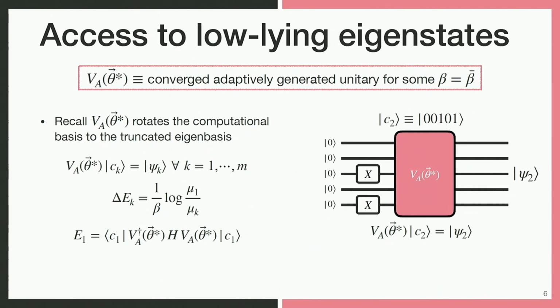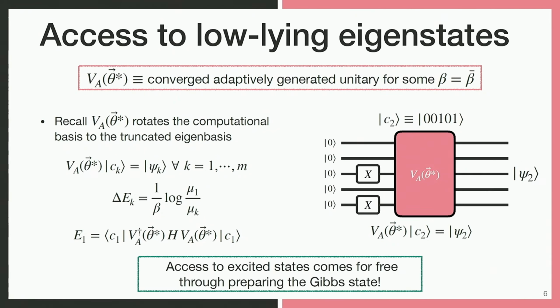To measure the energies, well, the energy gaps you get for free because you can just take ratios of your mu parameters and you just get the energy gaps. And all you have to do is measure one energy and then you get the full truncated eigenspectrum. So yeah, access to excited states comes completely for free through preparing the Gibbs state at low temperature.